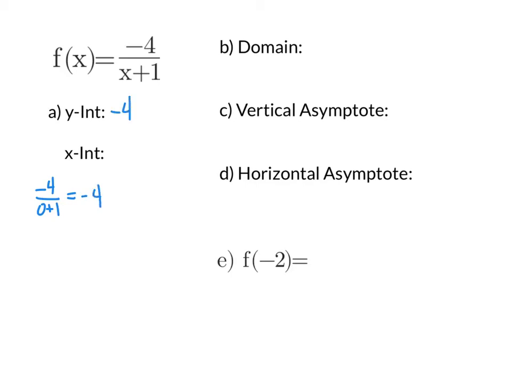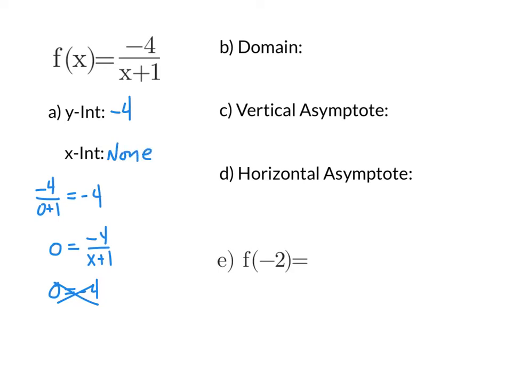For the x-intercept, we want to let y be 0. So we want f of x to equal 0, and then solve this for x. But if I multiply by the denominator, I end up with 0 equals -4. This is something that can never happen, and so there will not be any x-intercept.